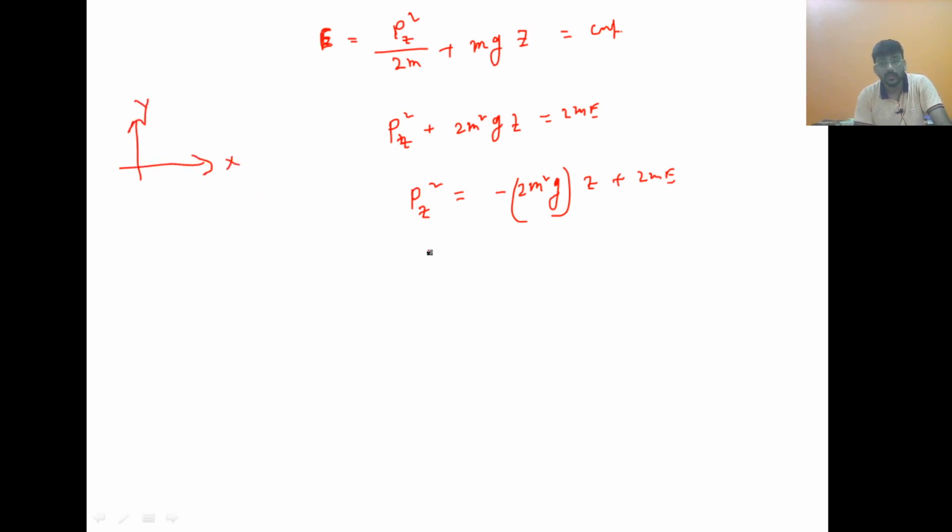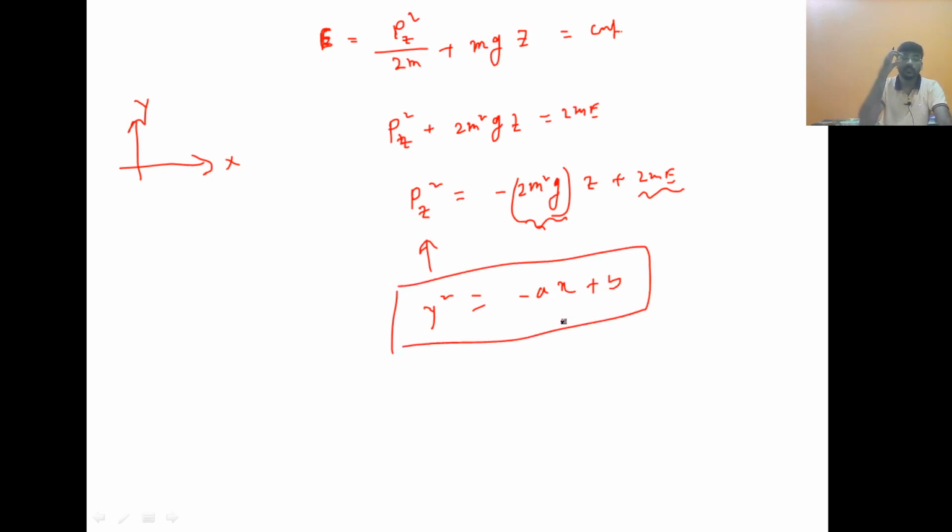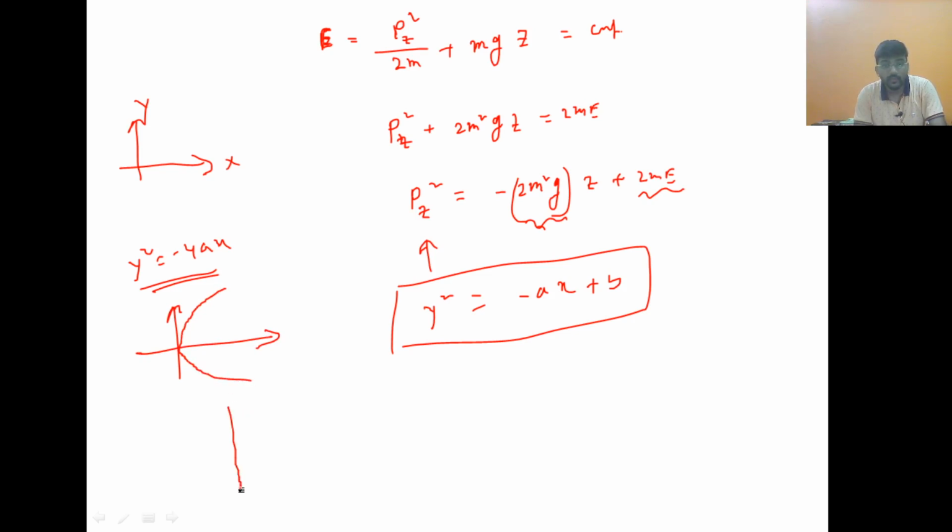So if we compare this equation, this will be y square, and as this is constant, let me take it as a. So it will be minus ax, and as 2mE is also a constant, b. So this will be the equation of a parabola, y square is equal to minus ax plus b. Now what type of parabola is it? Let me see. Y square is equal to minus 4x. Do you know? What type of parabola is this? Y square is equal to 4x is like this. So y square is equal to minus 4x will be like this.